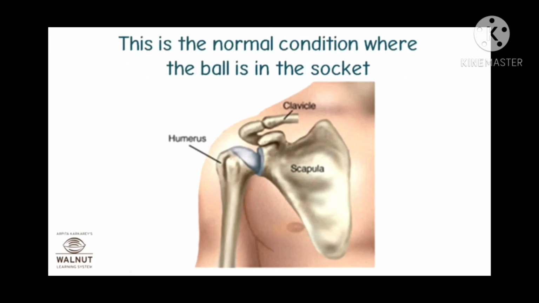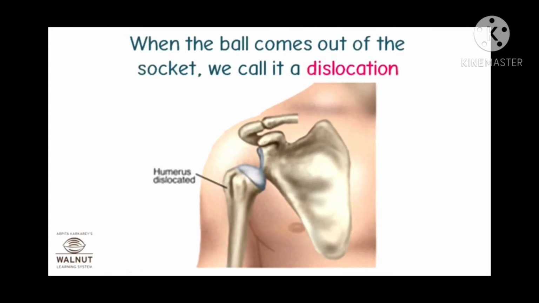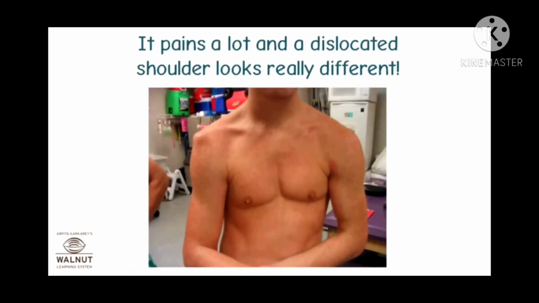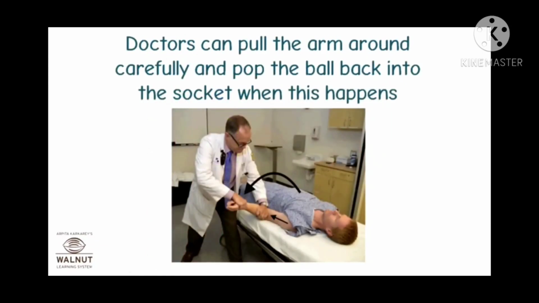Can you guess what happens? This is the normal condition where the ball is in the socket. When the ball comes out of the socket, it is called a dislocation. Dislocation can happen if you fall really hard on your shoulders. It pains a lot and a dislocated shoulder looks really different. You can observe this in a video.